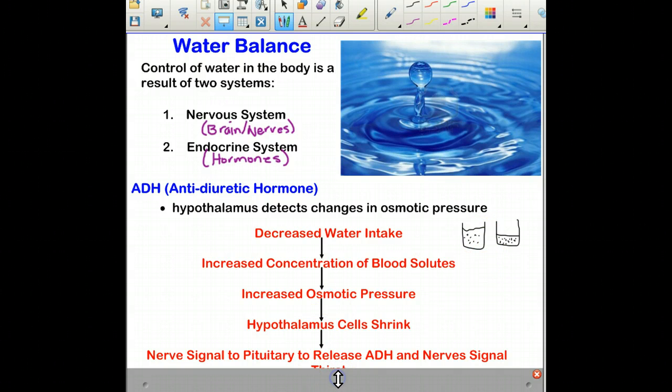And so a nerve signal is sent to another part of our brain called the pituitary to release this hormone. And this hormone signals the nerves to signal you to say, I'm thirsty, and that helps you recognize that you're actually thirsty and that you need to drink some water. So that's part of what helps to balance the water.